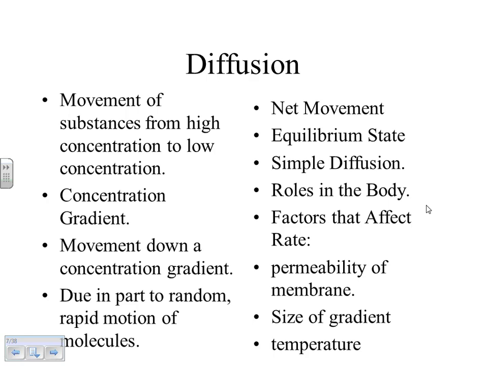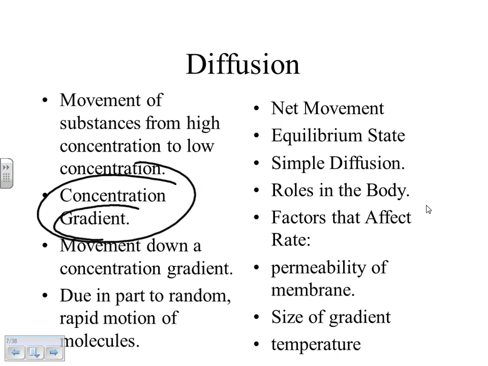Now, one of the main topics in cell transport is diffusion. Diffusion is the movement of a substance from where there's a lot of the substance to where there's not so much. From high concentration of the substance to low concentration of the substance. When we're talking about diffusion, we often talk about what's called a concentration gradient.